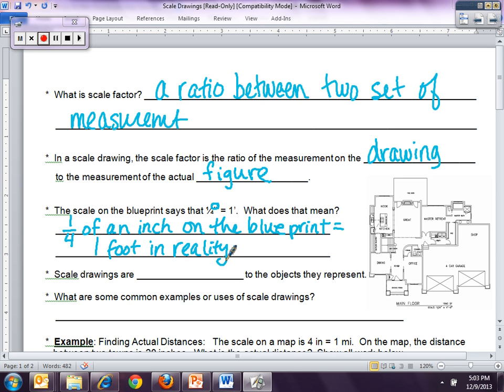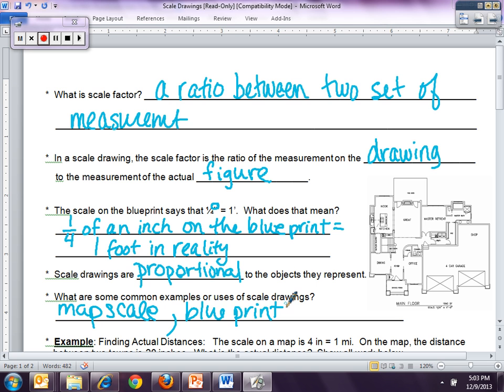So then scale drawings are proportional to the objects they represent, because doesn't it say a ratio between two sets of measurement? And then it says some of the common examples that we use are the map scale, okay, or blueprints. Also, if we're converting measurement, we can use our scale factor, I guess, on that. So go ahead and just come up with your own example there.